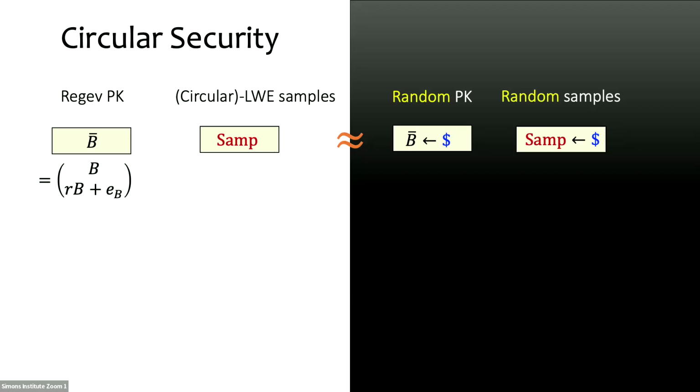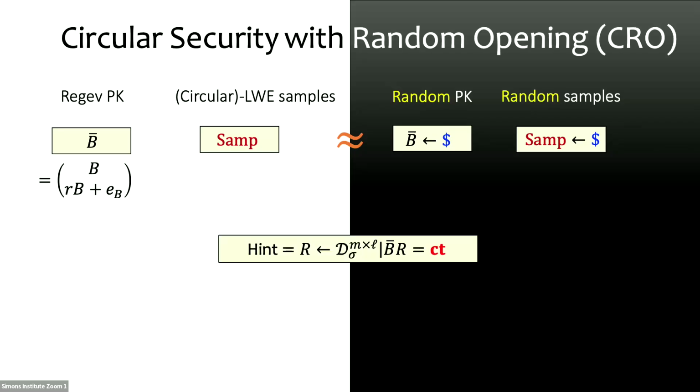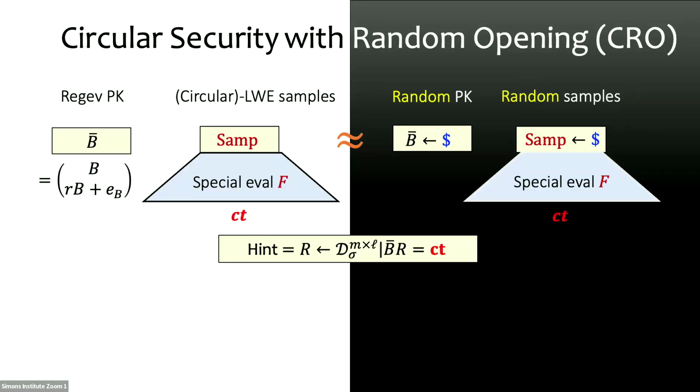Okay, so now the CRO assumption starts with, as a first step, the circular security assumption, which says that the Regev public key together with some circular LWE samples is conjectured to be jointly pseudo-random. So this is the standard circular security assumption. And the new game in town is that we have random opening. This means that in both the ideal and the real distributions, we're going to give out additional hints, which are random openings of some zero ciphertext. But random opening to which zero ciphertext? This zero ciphertext naturally has to be correlated with the circular LWE samples for it to be useful, and those are computable using a special evaluation procedure, algorithm F, from those circular samples.